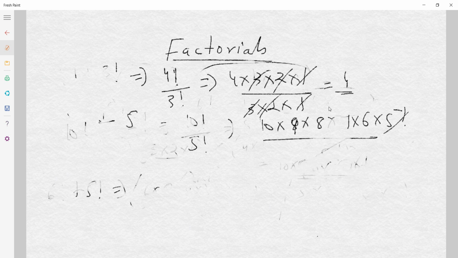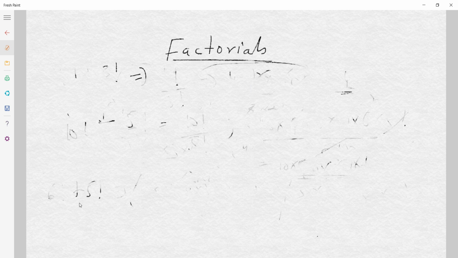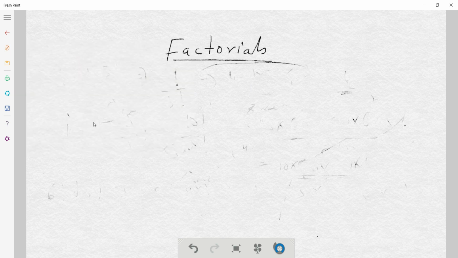Okay, so let me clear this off. All right, I think that's enough. So what we're gonna do is subtraction of 2 factorials. Let's say we're gonna subtract 8 factorial minus 5 factorial.